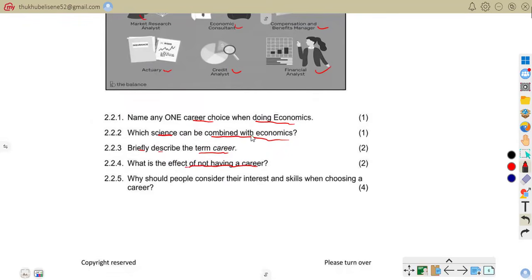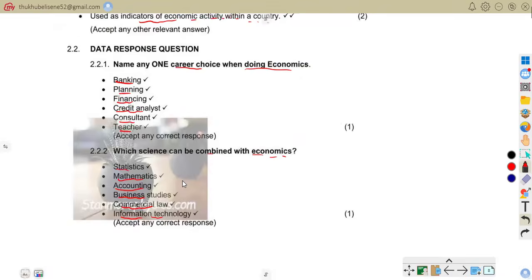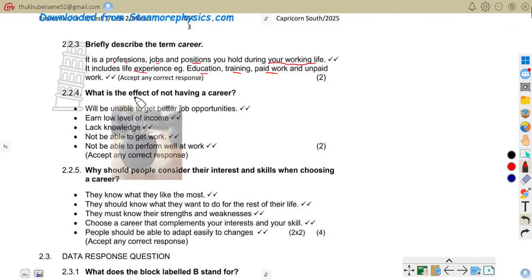What is the effect of not having a career? So here we are. As it says, you will be unable to get better job opportunities. It means without skills or experience, it is harder to find good jobs. Also, it says a low level of income. Lack of qualifications often leads to low paying jobs.